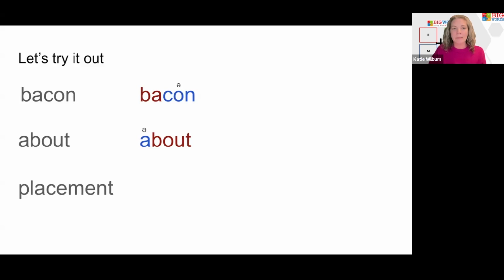How about this word, placement? Right. You probably hear the mint instead of the ment. I don't say place-ment, I say placement, right? My mouth just kind of stays closed and I just glide through that word. So that schwa is on the second syllable there.